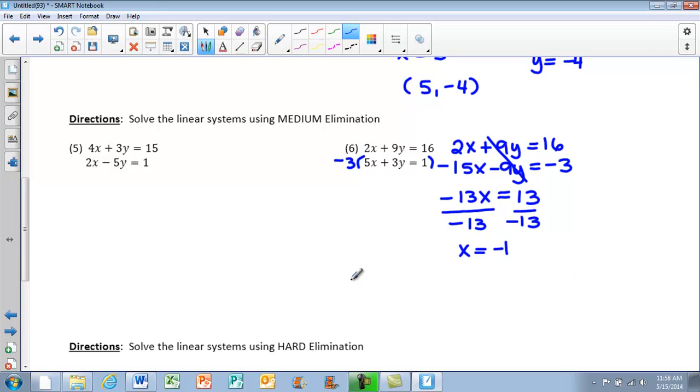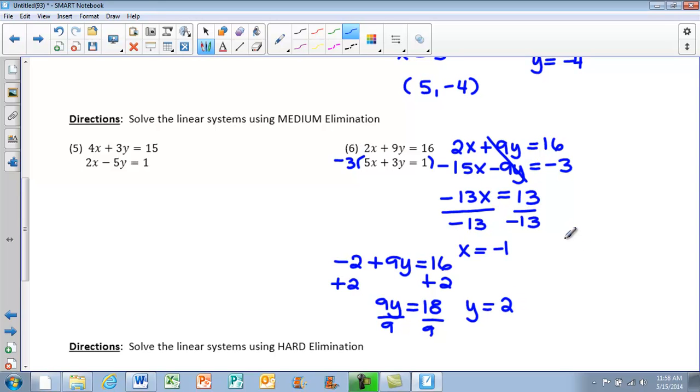I then have to plug that back into the original, so 2 times negative 1 will be negative 2 plus 9y equals 16. Add 2 to both sides, so I have 9y equals 18. Divide both sides by 9, and I have y is equal to 2, so my solution here will be negative 1, 2.